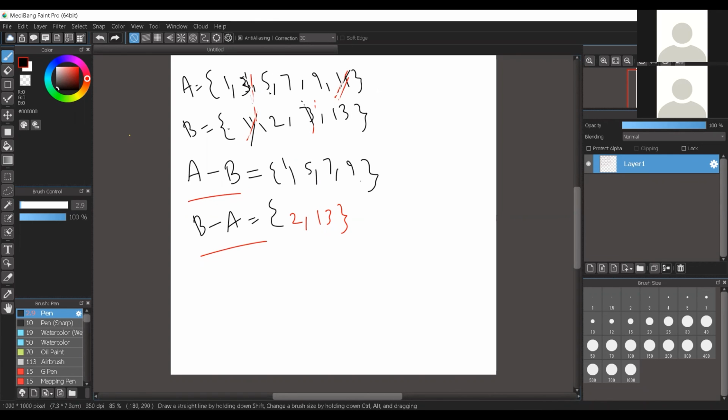All the elements in B should be removed from the elements of A. All the elements that are similar in B and A should be removed. B should be removed from A. Okay, then we start with 1.